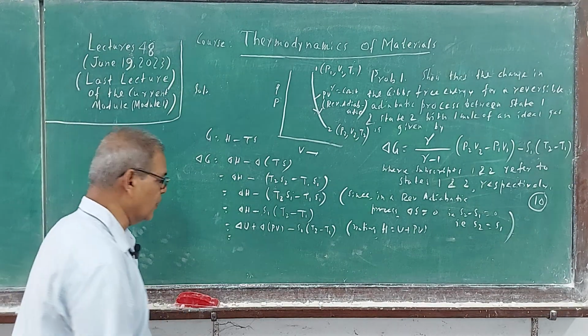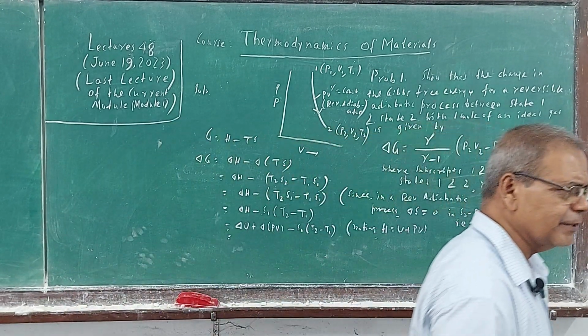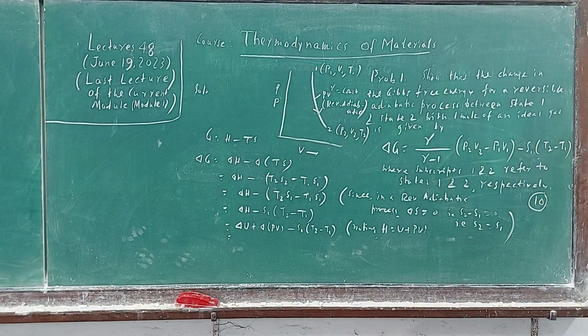So let us try. Delta U is what? dU is n Cv dT. Why is it so? I am saying dU is n Cv dT and you are nodding. Okay?